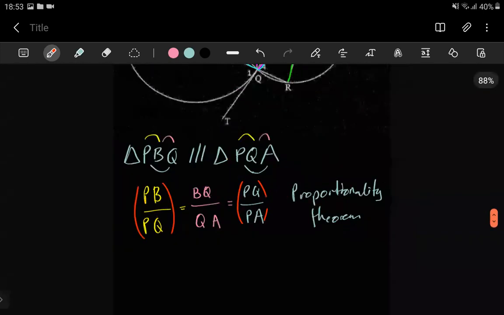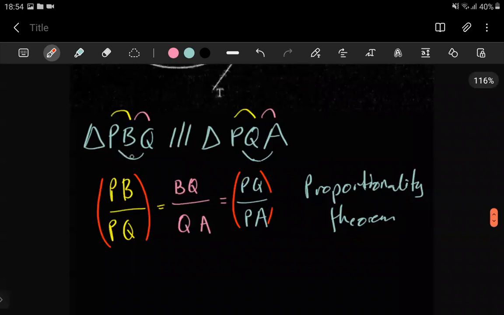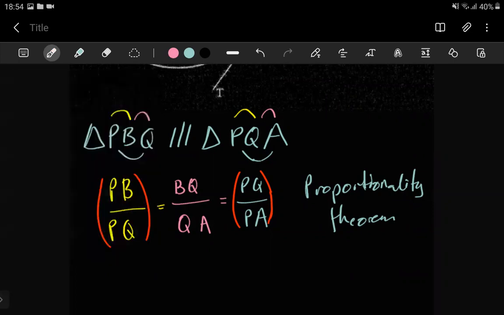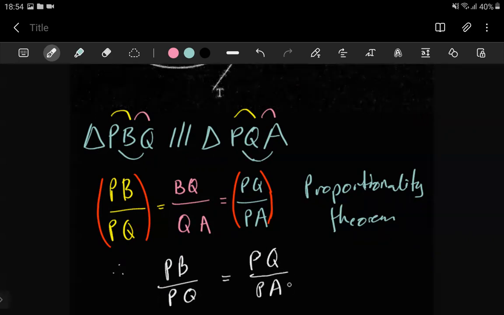So for this question, we just wrote down our proportionality expressions, and we have to just pick out two of these here that we can work with, because you can't work with all three at the same time. So here we can say PB over PQ is equal to PQ over PA. You see, we wrote this out because of the proportionality theorem. So this is obviously a mark, you see.